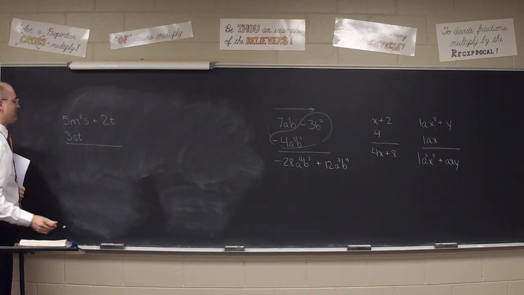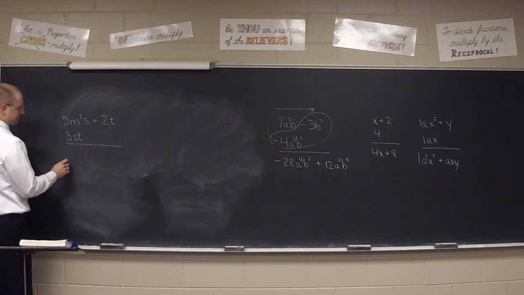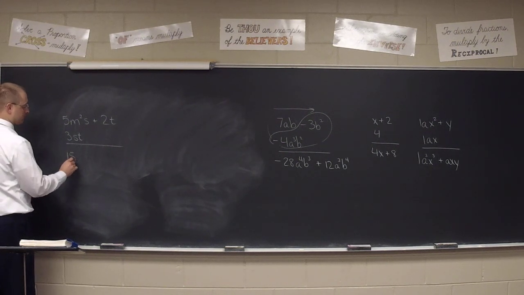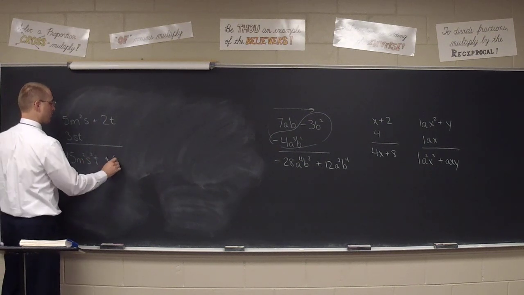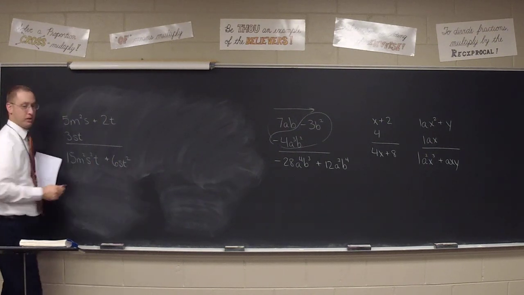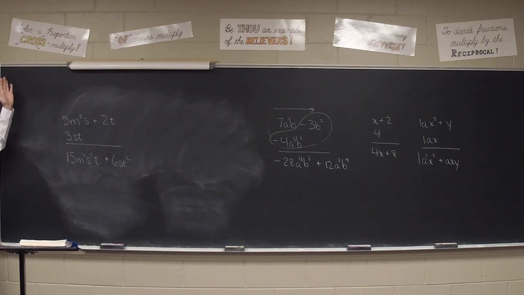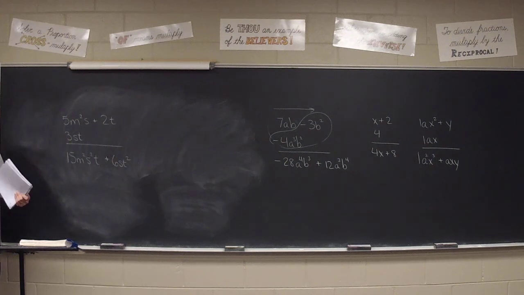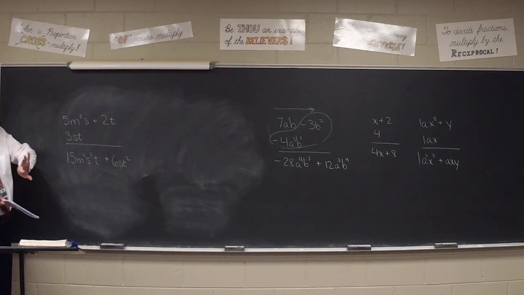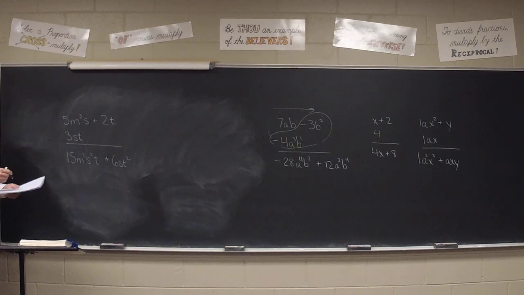So Lana, what do you get when you multiply? 15m squared s squared t positive 6st squared. There we go. How many got the same answer Lana had? Well, I got 6t squared s. Well, Lana was doing it in alphabetical order, which is what I prefer. So we want to keep the alphabet intact. Not wrong entirely, just minus a point for not staying alphabetical.